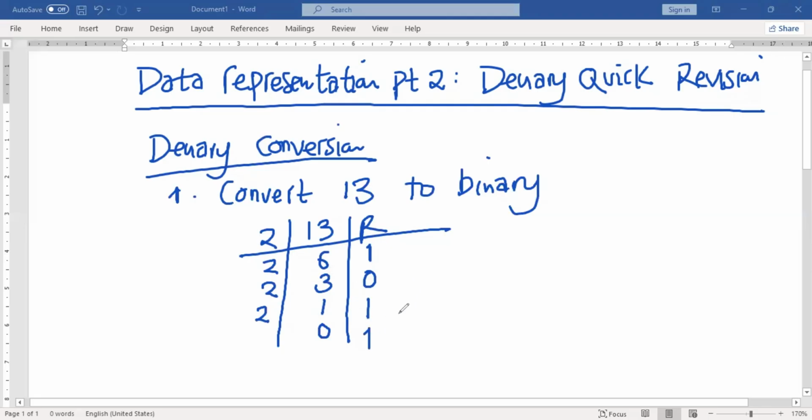So when you are reading, you read it in the reverse order, like this. So our answer here is 1101 in binary. So when you convert 13, which is in decimal, to binary, you are going to have this one. So you do this for any number that is in denary that you are converting to binary. You divide it and then you get the remainder, and write it in the reverse order.